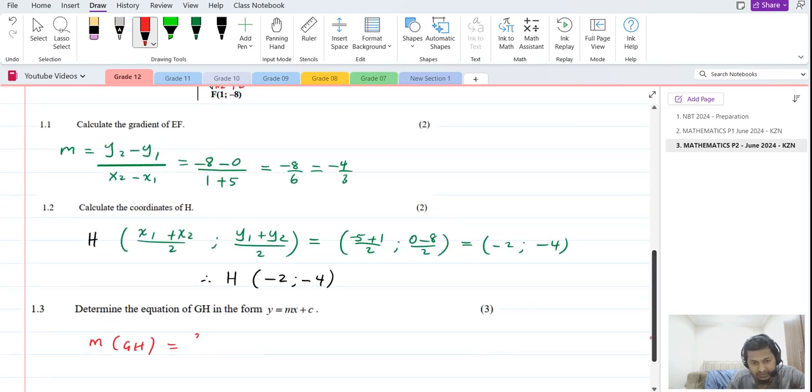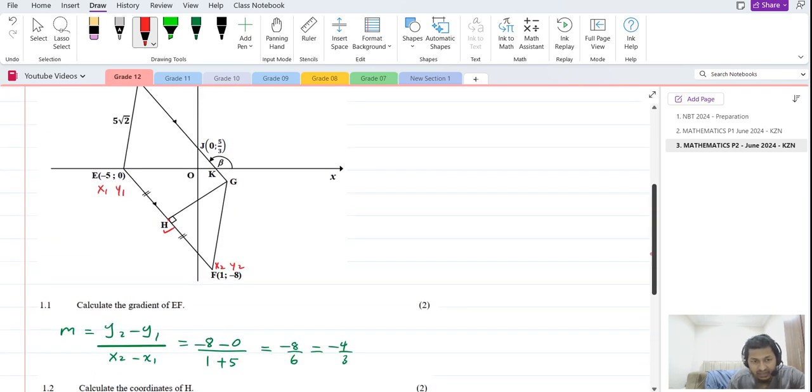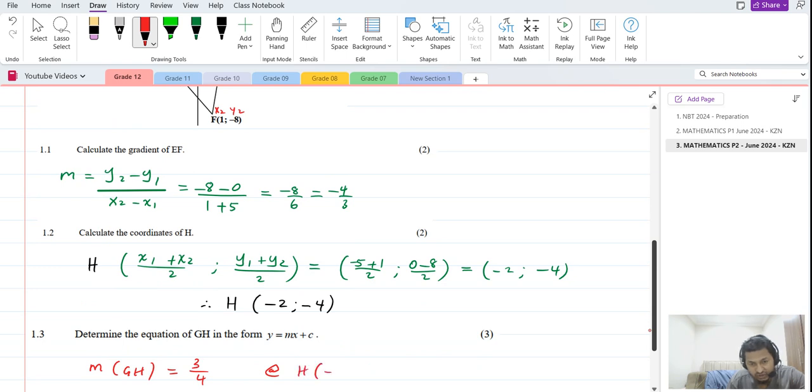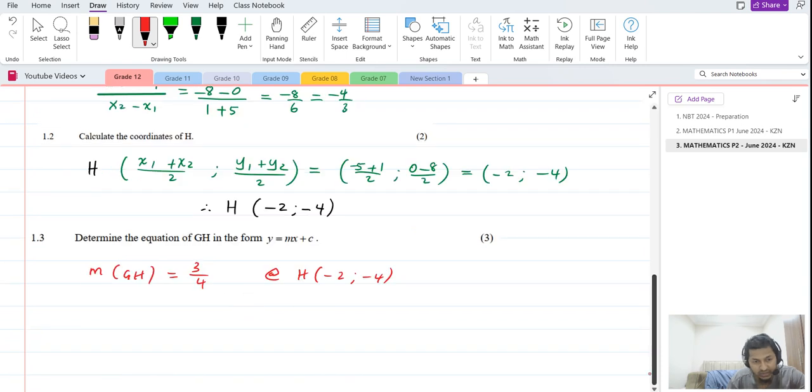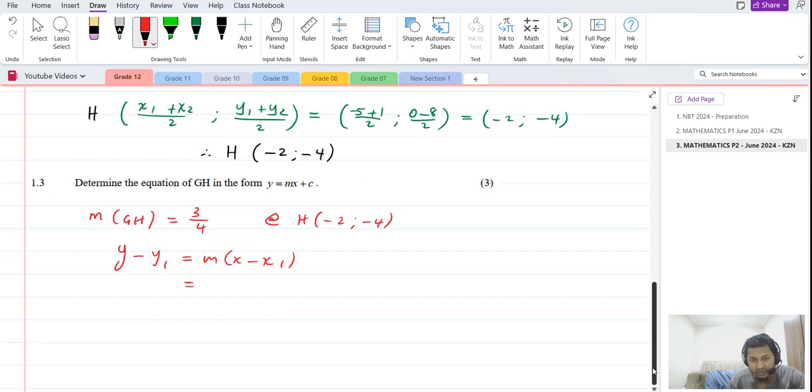So it becomes 3/4, and the point is clearly at H, (-2; -4). Now I will use the equation of the line, y minus y1 equals m times x minus x1, and then we'll put it in the required form. There's x1 and there's y1, because remember this was perpendicular.